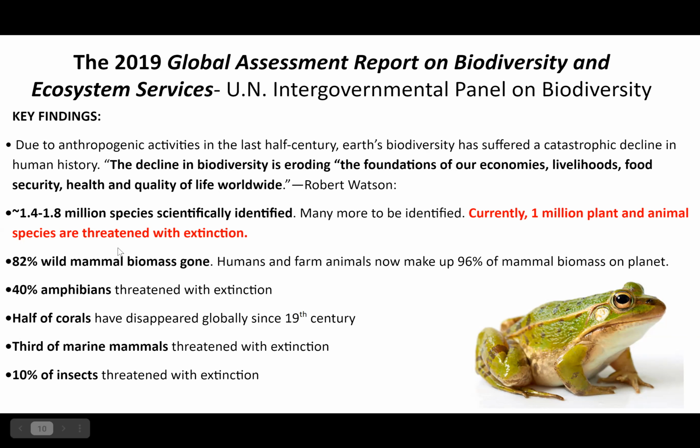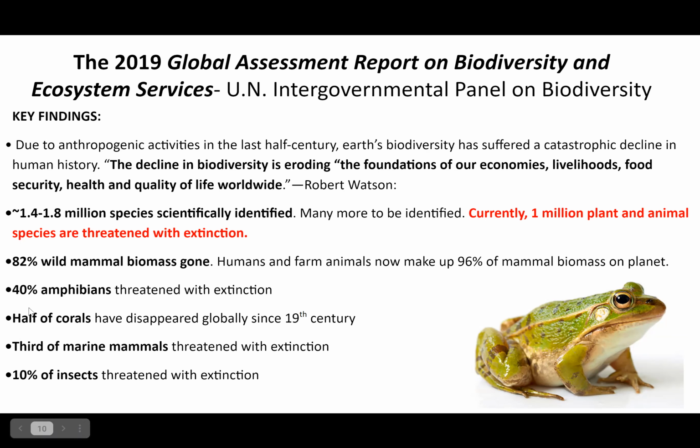Now, the other thing we're seeing is about 82% of wild mammalian biomass is gone. Now, what does that mean? Well, it simply means there's 82% less animals out there, less squirrels, less African animals like lions and tigers and all that stuff. 82% of that is simply gone. And interestingly, if we look at all mammalian biomass on the planet, 96% of it is actually found in humans and our farm animals. So only 4% of all mammalian biomass is wild animal biomass.